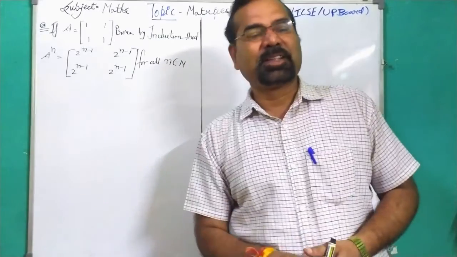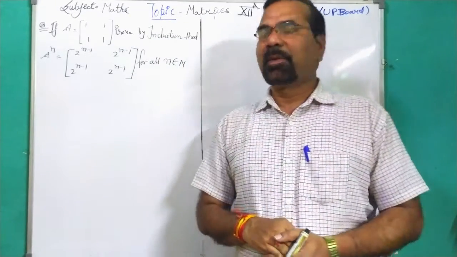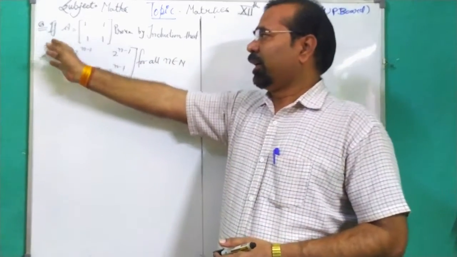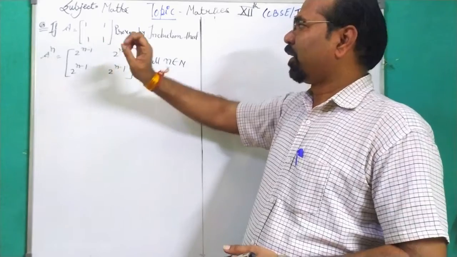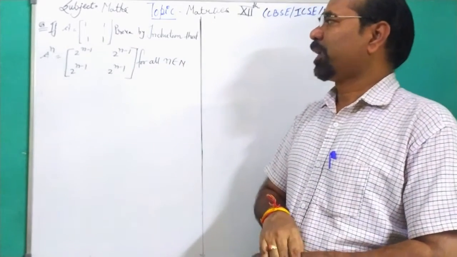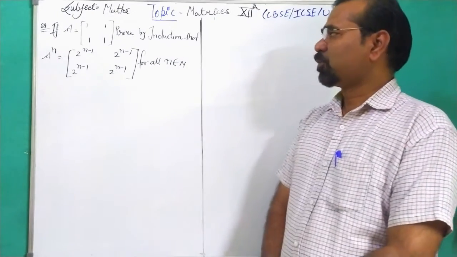This chapter is on matrices. We are taking some examples to find out what a matrix is and how it is used in different ways. Now the question is: if A is equal to [1 1; 1 1], then prove by induction that A to the power n is equal to [2^(n-1) 2^(n-1); 2^(n-1) 2^(n-1)].